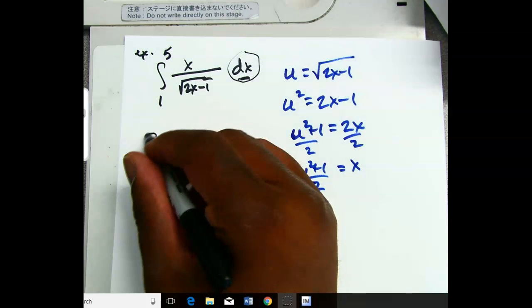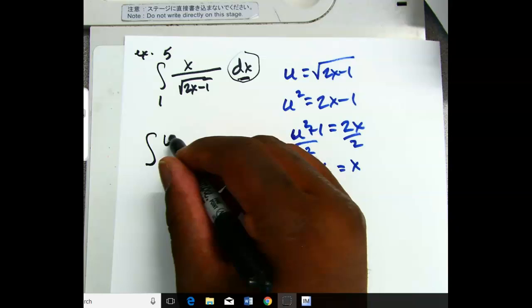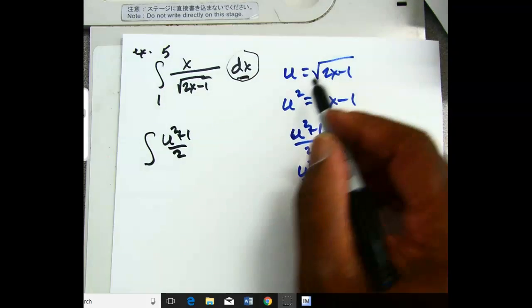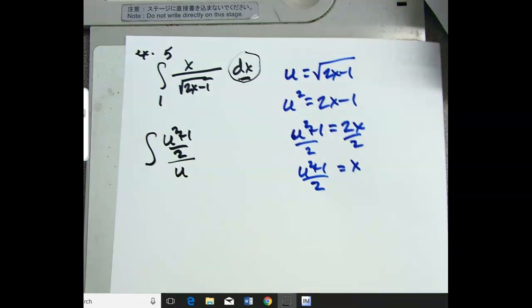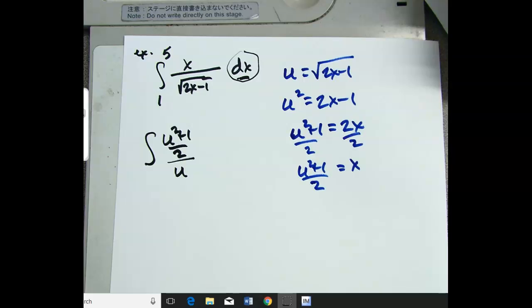So this is what we have so far. We have the x as u squared plus 1 over 2, divided by u. Okay. And we're going to modify that in just a sec. But now, how do we determine what dx is? All right, so talk about that with your neighbors. Evaluate dx. Tell me what you come up with.